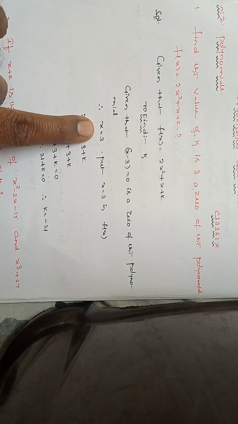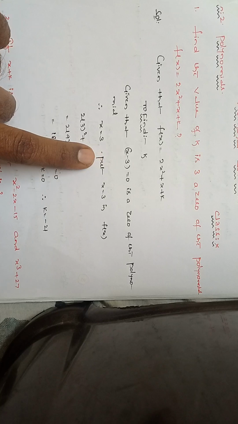So substitute x equal to 3 in the given function. So it becomes 2 into 3 square plus 3 plus k. Simplify. We get k equal to minus 21. Okay. Let's go for the second sum.